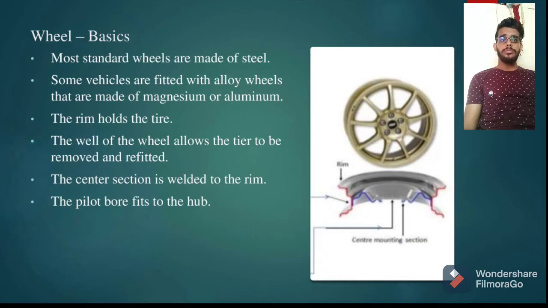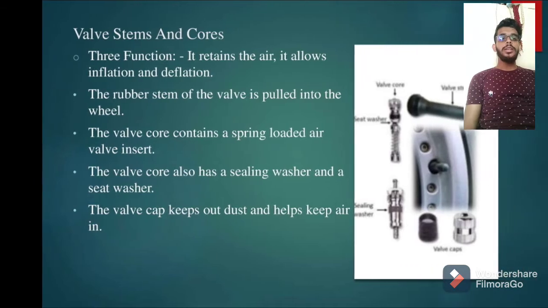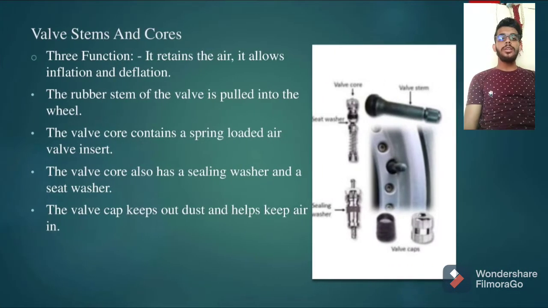Second point is valve stems and cores. There are three functions. It retains the air, it allows inflation and deflation. First point is the rubber stem of the valve is pulled into the wheel. Second point is the valve core contains a spring loaded air valve. And third point is the valve core also has a sealing washer and a seat washer. Fourth point is the valve cap keeps out dust and helps keep air in.